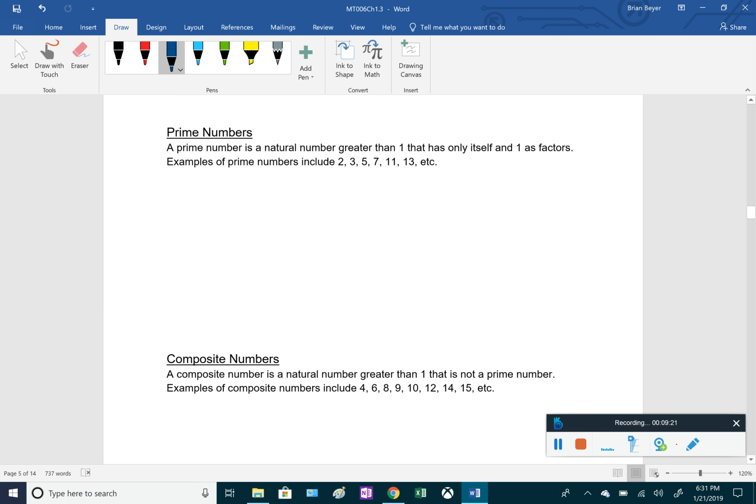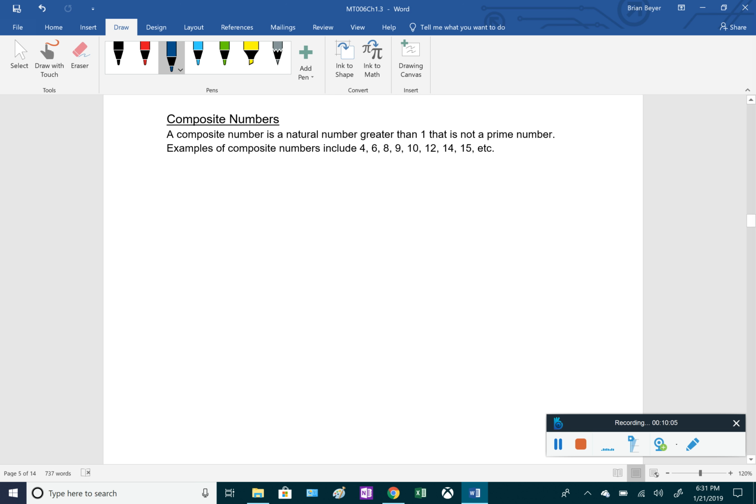So prime numbers, just like we saw with 13, are natural numbers greater than 1. So 1 is not a prime number. It's a natural number greater than 1 that has only itself and 1 as factors. Examples of prime numbers are 2, 3, 5, 7, 11, 13, 17, 19, and so on. They're prime numbers because, for example, the only factors of 2 are 2 and 1. The only factors of 3 are 3 and 1, and so on. So 2 is the only even prime number.